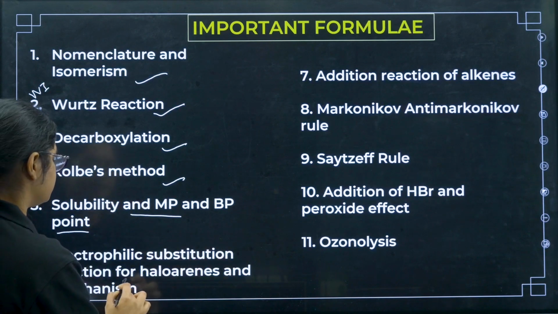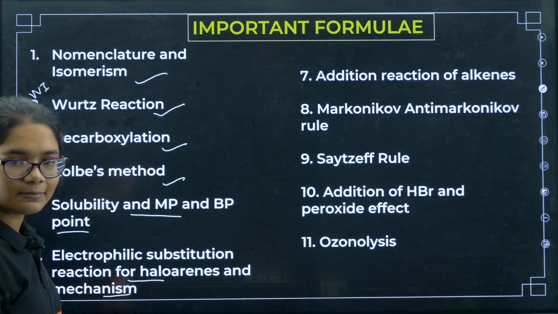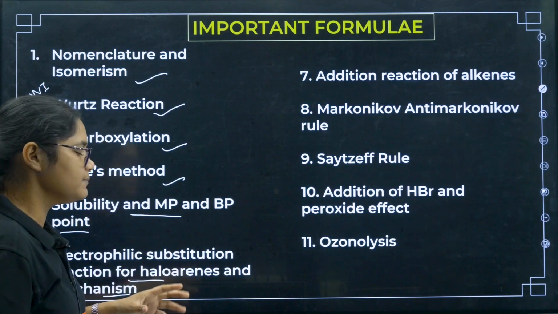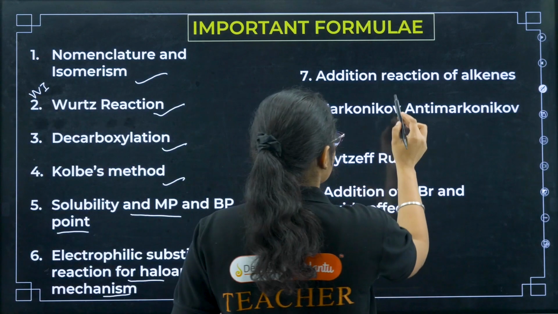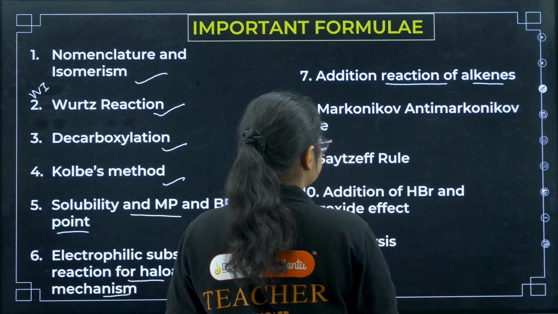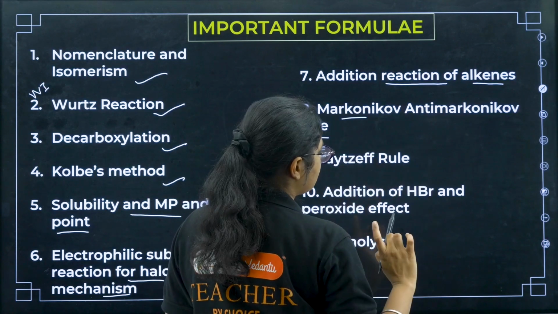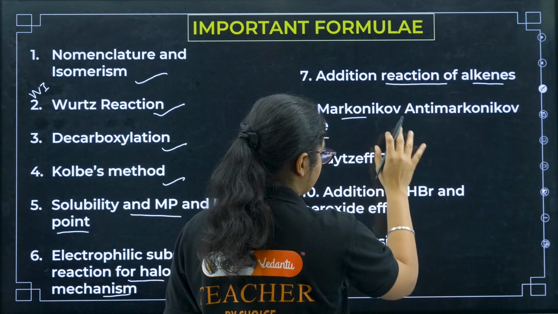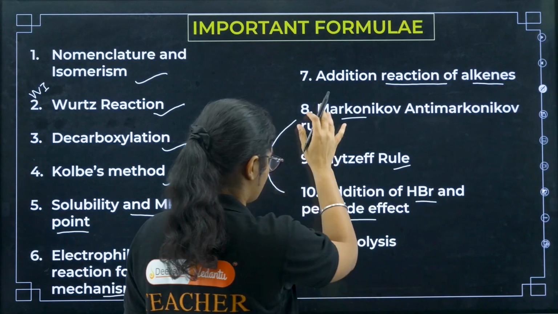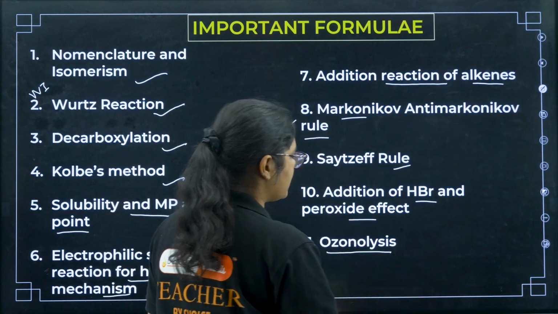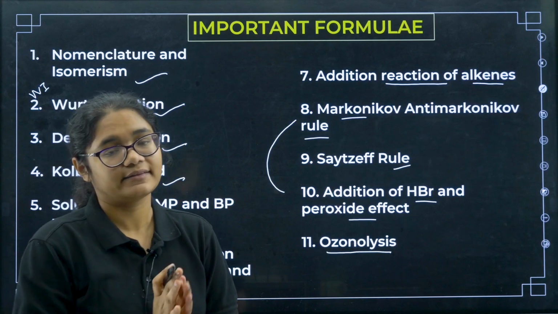Then electrophilic substitution reaction for haloarenes and their mechanism, so you have to just know the mechanism, and how different haloarenes can replace that one. Okay, next we have addition reactions of alkenes, Markovnikov's rule and anti-Markovnikov's rule, Saytzeff rule, the definitions you should be knowing. Addition of HBr and the peroxide effect, that is the same, Markovnikov's and anti-Markovnikov's rule. Then ozonolysis in alkenes and their products.